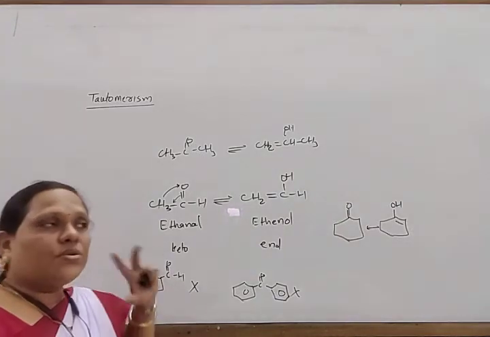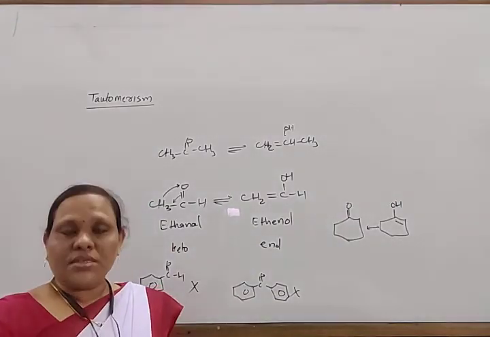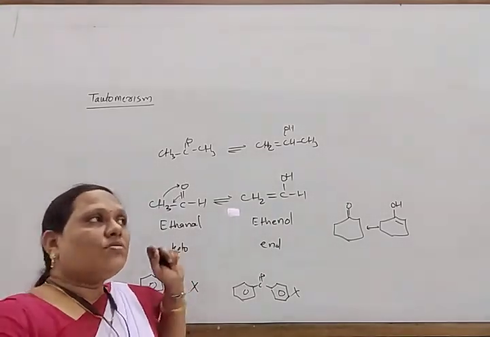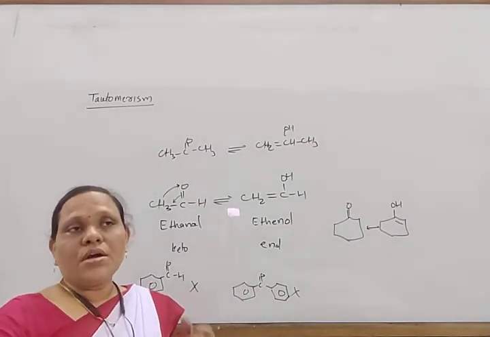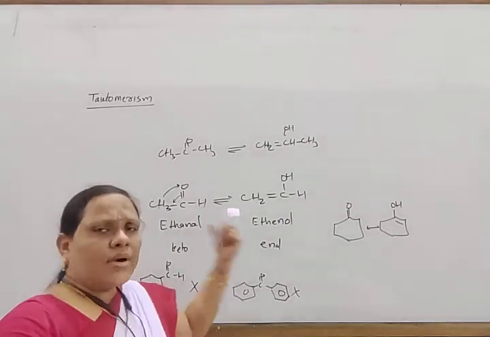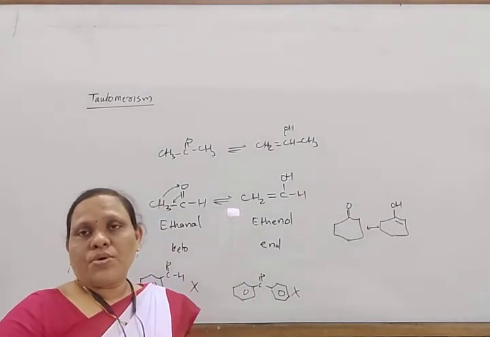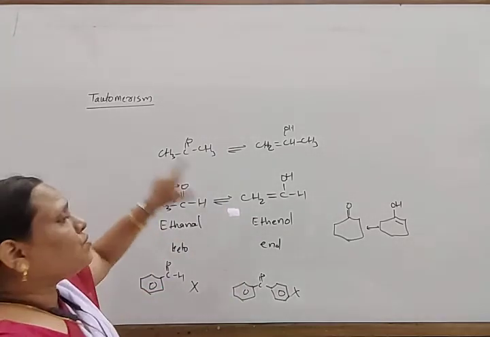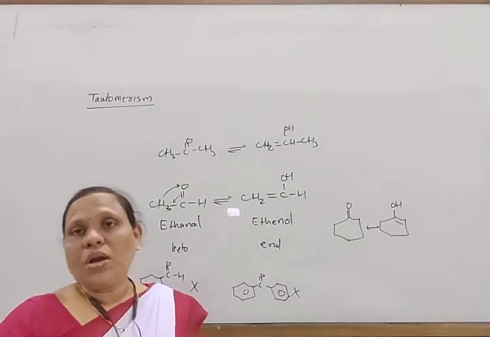So tautomers are compounds which exist in dynamic equilibrium with each other just by shifting, by migration of hydrogen from the 1,3 position, from 3 to 1 position or 1 to 3 position. In this way, this is known as keto-enol tautomerism.